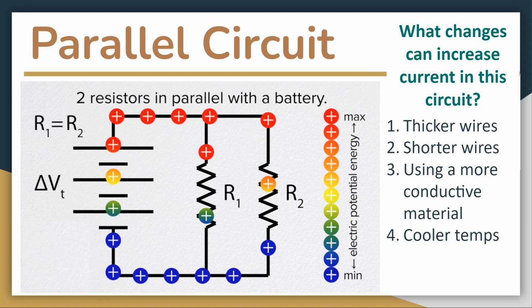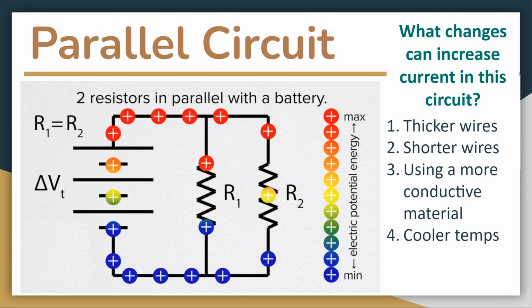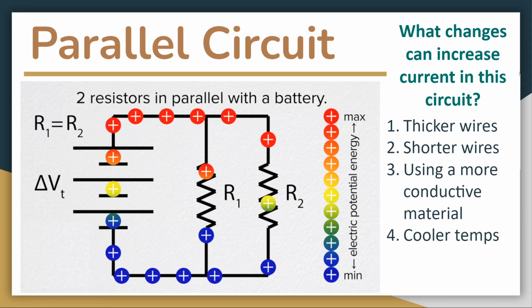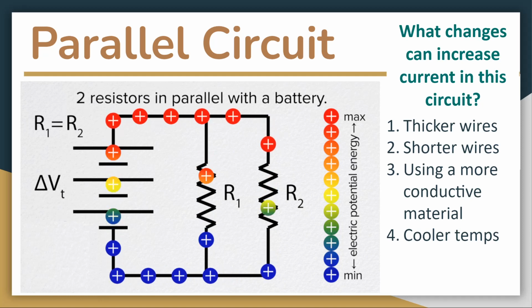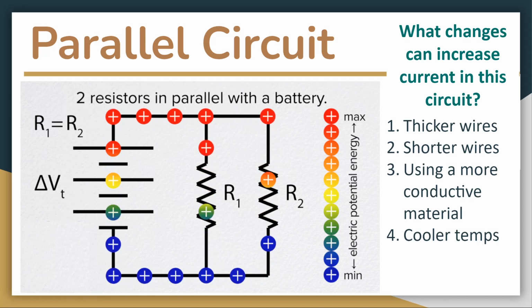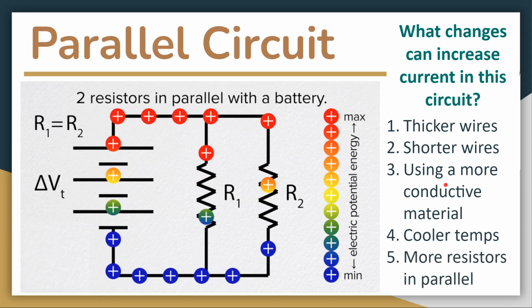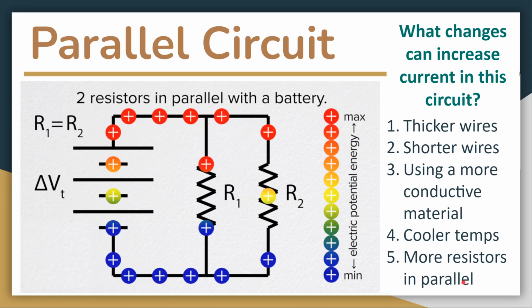But this last one's a little different because my last circuit was a series circuit. This one's parallel. In my series circuit, when I added more resistors, I increased my resistance. That's not true for a parallel circuit. If I were to add another resistor in parallel, I would actually decrease my resistance and I would increase my current. And we're going to talk about why that is in a minute.